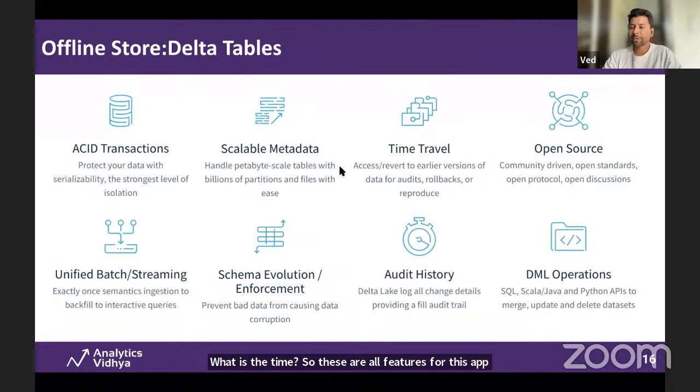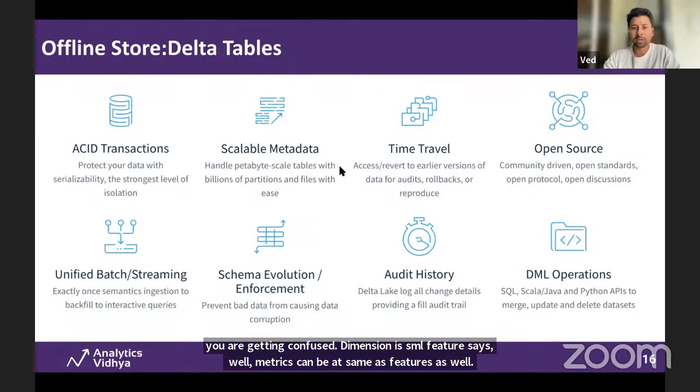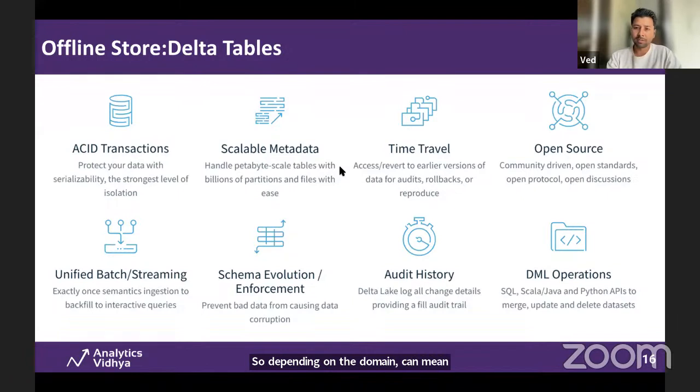Metrics, when we talk about metrics in machine learning, are mostly used when you are evaluating your models. So you are getting confused. Dimension is the same as features as well. Metrics can be the same as features as well. So depending on the domain, it can mean the same thing and different things as well.